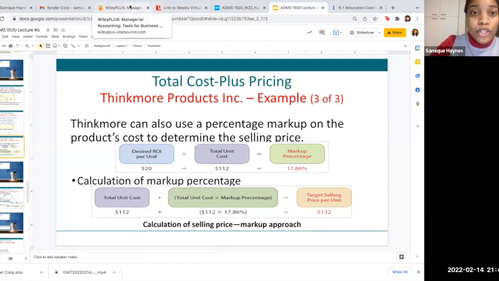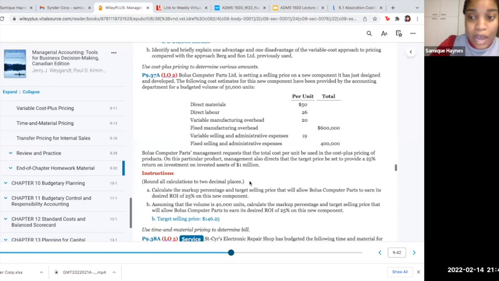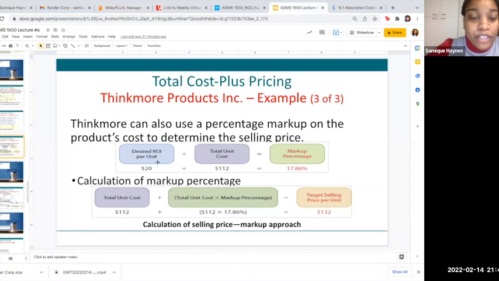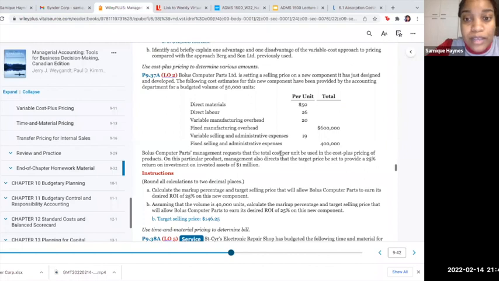And 250,000 is a total, but they said in the equation, we need desired return on investment per unit. What's the per unit amount? We have to divide that by how many units? 250,000 divided by? The question tells us 50,000 exactly. So that gives us 5, right? So $5 is the desired return on investment per unit, and we have to divide it by the total cost per unit. And our total cost per unit is, okay, I see 135.